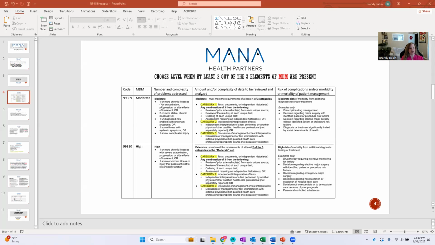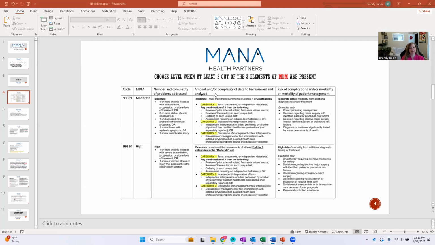So the first one we're talking about: do they meet criteria for 1 or more chronic illnesses with an exacerbation, progression, or side effect? Do you have 2 or more stable chronic illnesses? Do you have 1 undiagnosed new problem with uncertain prognosis? 1 acute illness with systemic symptoms, or 1 acute complicated injury? If you have any of the above, including 2 or more stable chronic illnesses that you not only put under your assessment and plan, but also put underneath your HPI, you've already met criteria for this one right here.